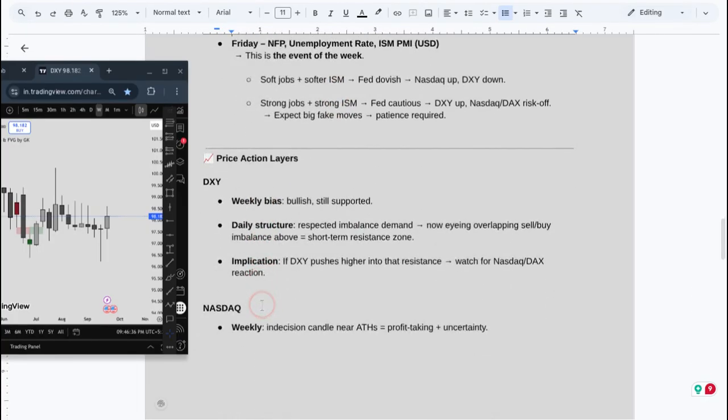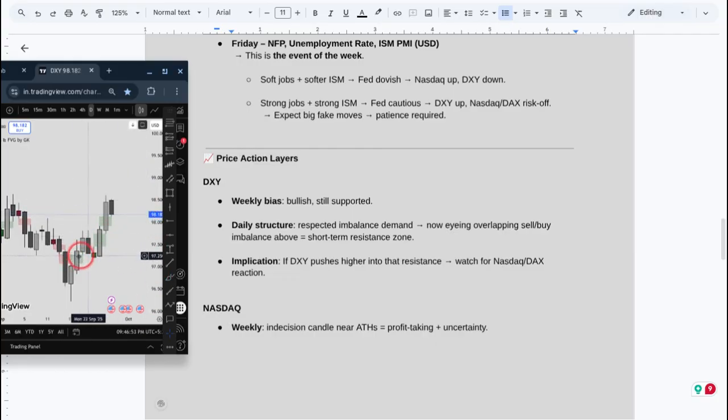After that, if we go to the price action, then on the weekly bias, bullish is still supported. As we discussed in the previous week, we expected some bullishness, and we marked that this buy side imbalance, which is overlapping with this sell side imbalance, will support price, and it did the same. Like 50% of the time your analysis will be right, and in that 50% you can make good profits in the market. So it rallied from this point. The daily structure respected the imbalance demand.